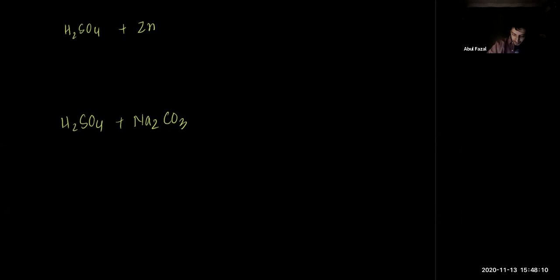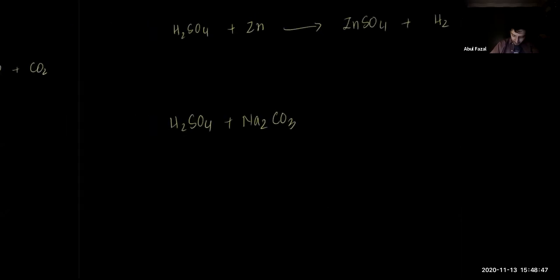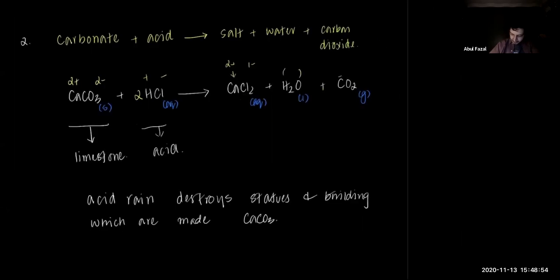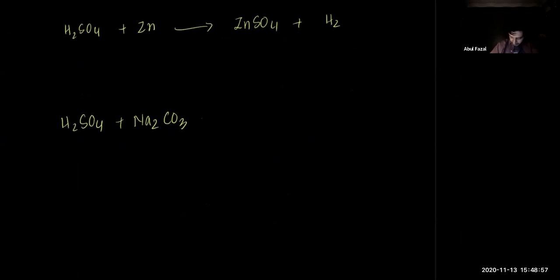Okay. Sulfuric acid will react with zinc to form zinc sulfate. Now, zinc's oxidation number is kind of tricky, if I recall. Is that 2 plus? And H2 gas. And if I try to balance it out, it's balanced. Okay, I think I didn't balance it the first time I wrote it. Let me take a closer look. Sulfuric acid, it's balanced out. It's fine.